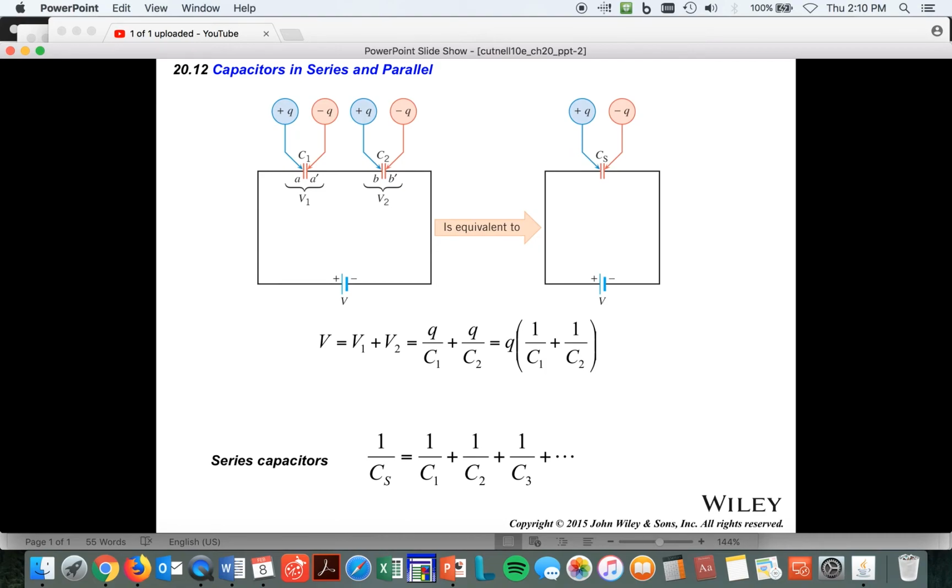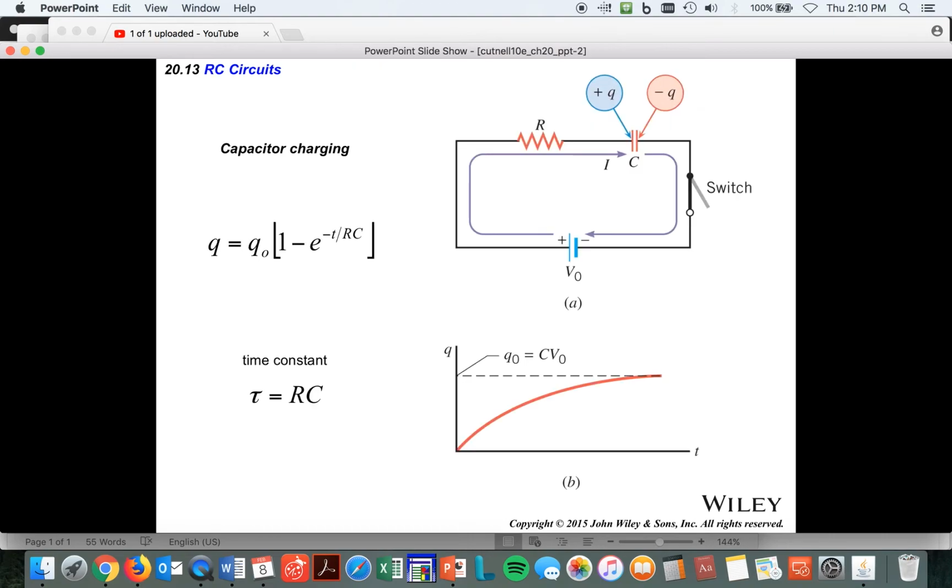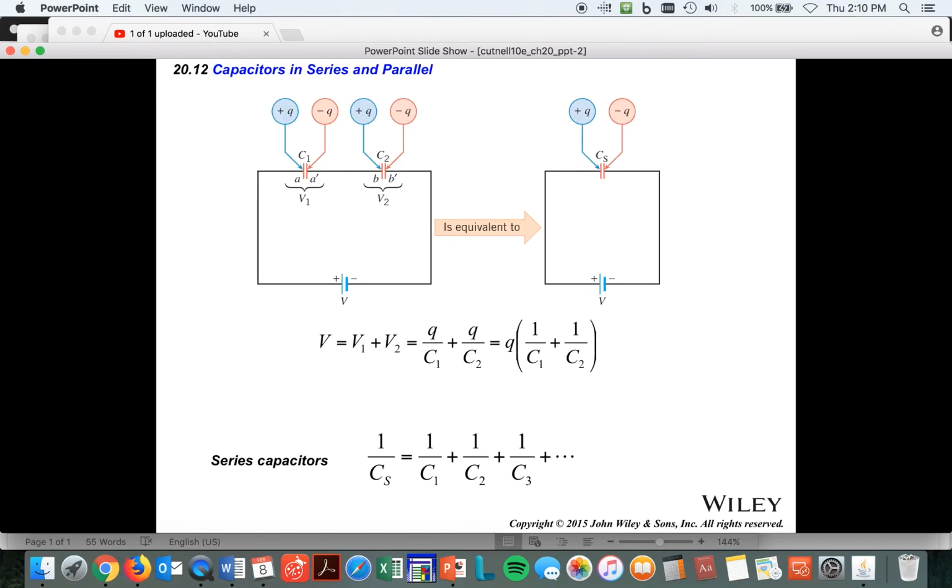Okay? All right. And we do all of these things so that we can control the current inside a circuit. Okay? And last but not least, I'm going to go ahead and do this one.